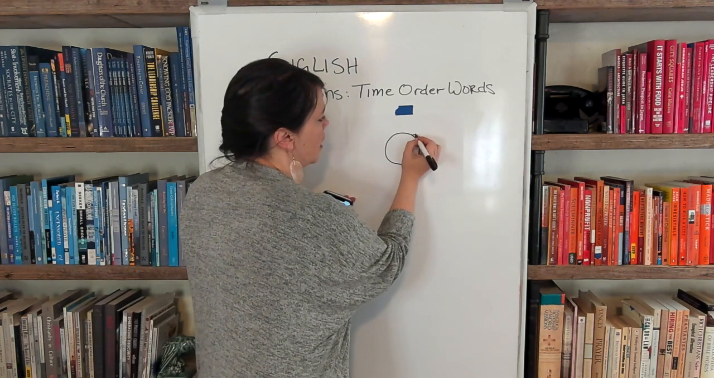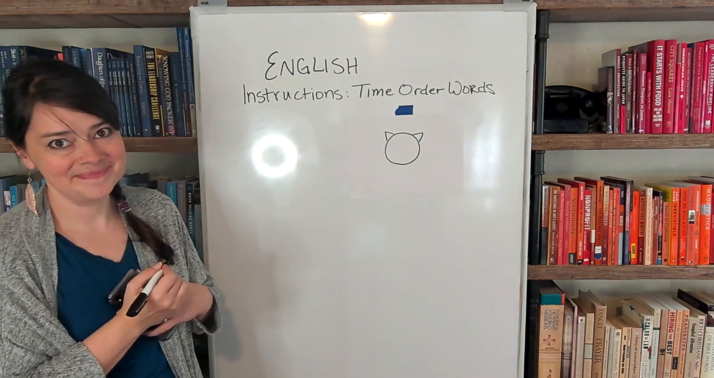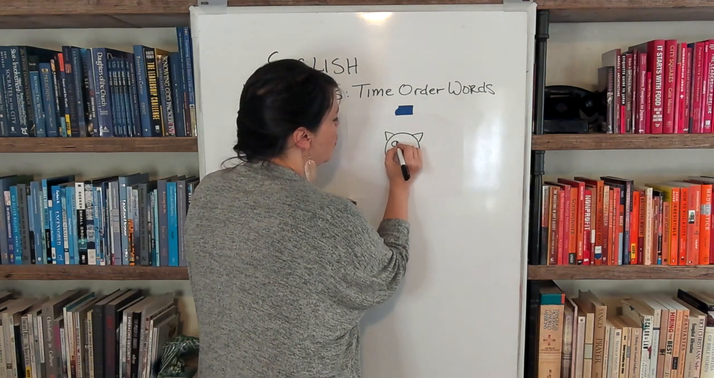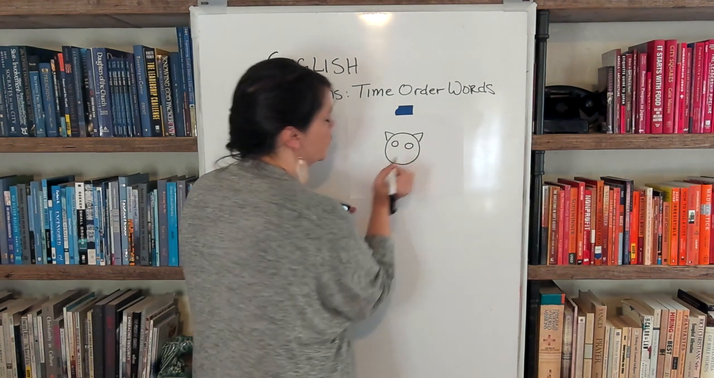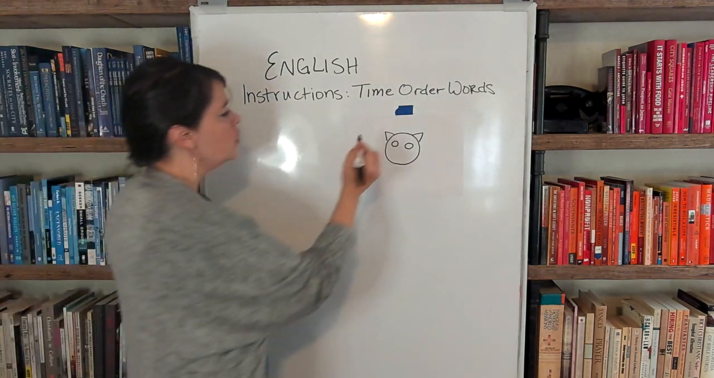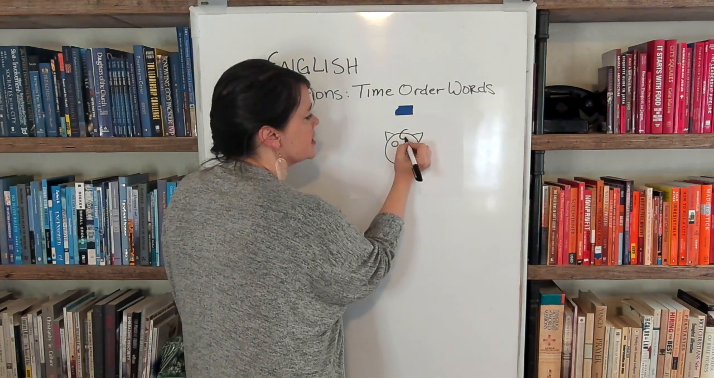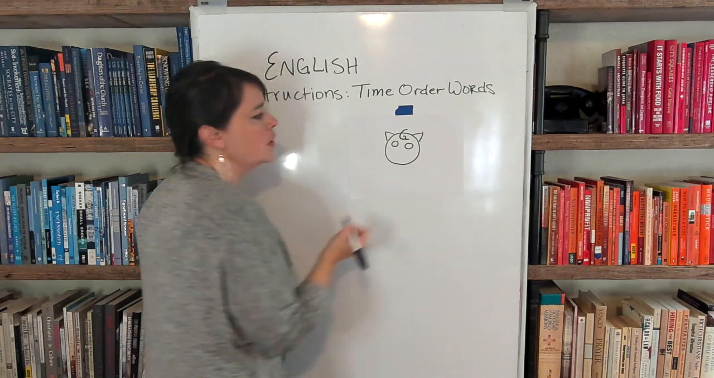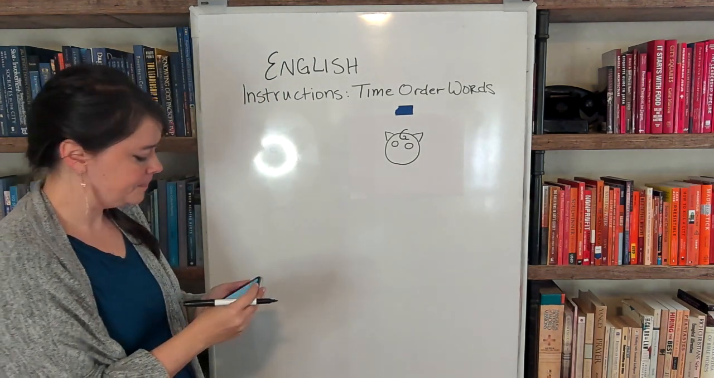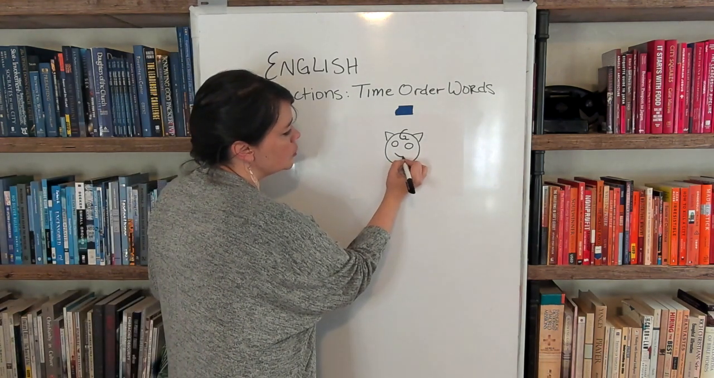Next, you will draw triangles for ears. Next, draw ovals for eyes. Then you're going to draw a shape on the head. First, it looks like a Z, then it has a little swirl like a fancy G. Okay? Next, draw a mouth.